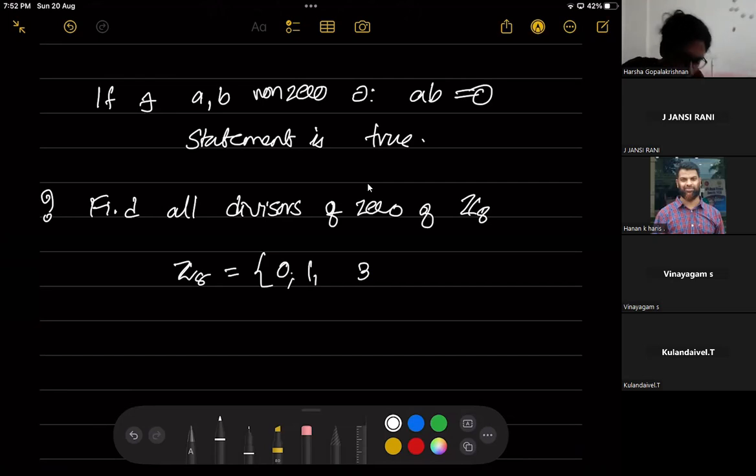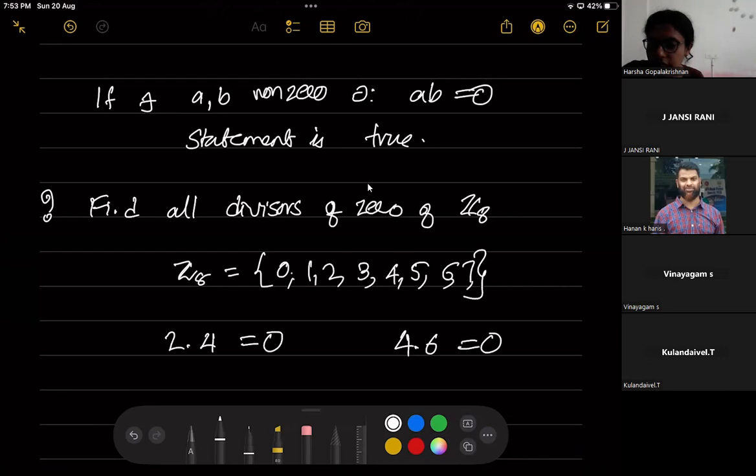So one possibility I am taking is 2 and 4. Any other possibility? If we are taking 4 and 6, 6 into 4 is 24, and 24 is again 0 in Z8, right? So two non-zero elements from Z8 whose product is 0 in Z8. 2 into 4 is 0, 4 into 6 is 0. In the same way, you can check each pair.